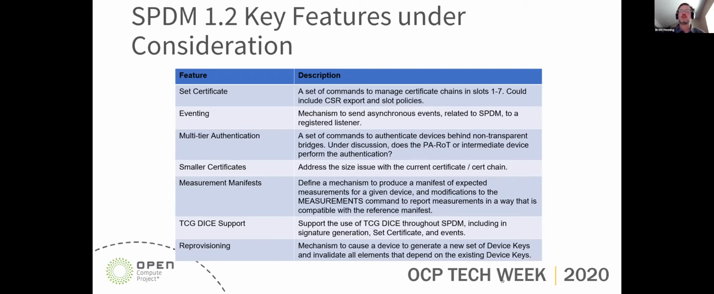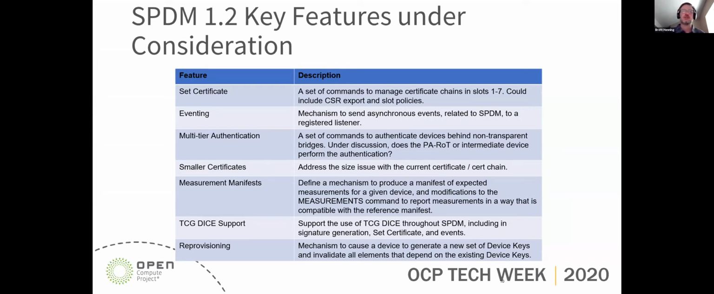The next one under consideration is a smaller certificate. We are looking at ways to shrink the certificate from an X509 to something smaller, and I know that's been openly discussed in OCP, there's been discussion of ways to do that. The next item is a measurement manifest. And this is just giving a way to provide measurements that would conform to a manifest of what the expected measurements are.